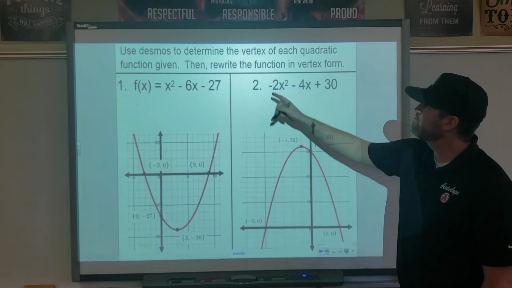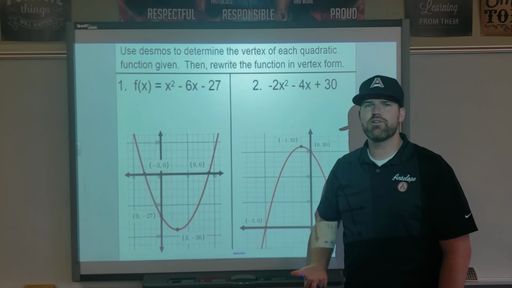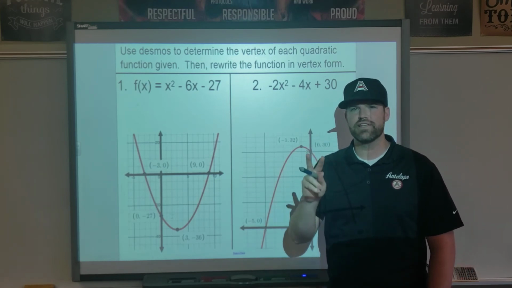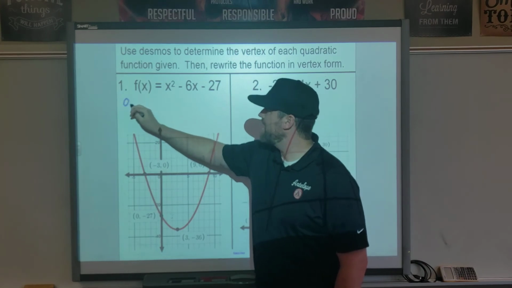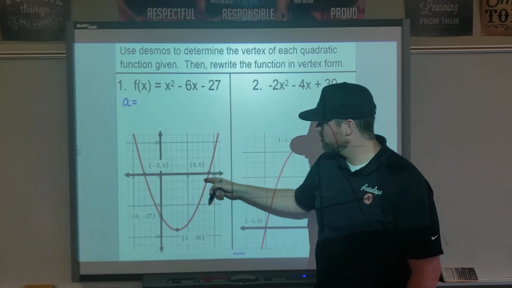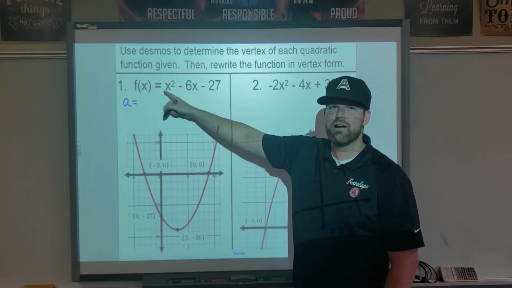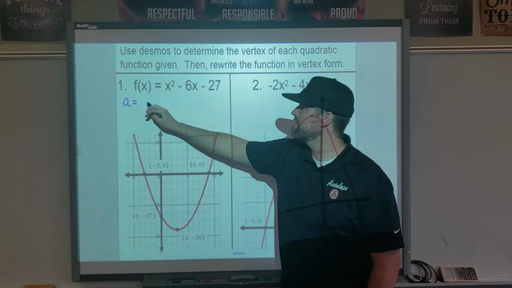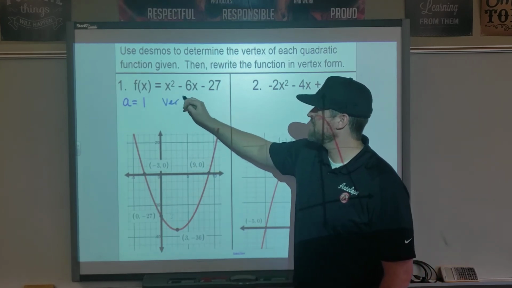But the problem says to rewrite the function in vertex form. Well, in order to rewrite it in vertex form, we need to know two things. First, we need to know the a value. So the a value, I don't need to look at the graph, I look at standard form. What's the a value of this problem? It's positive 1.